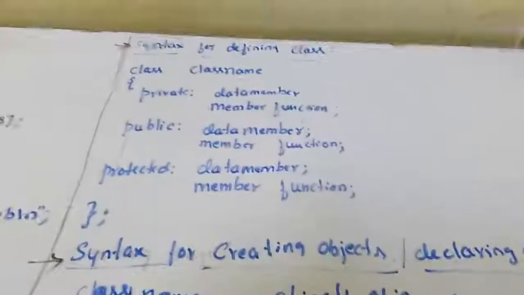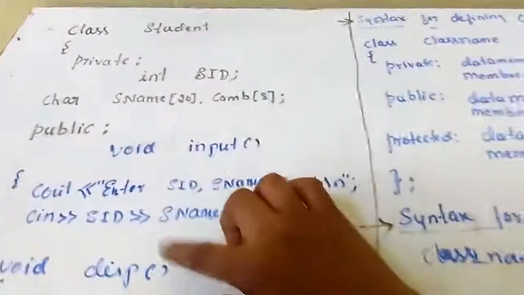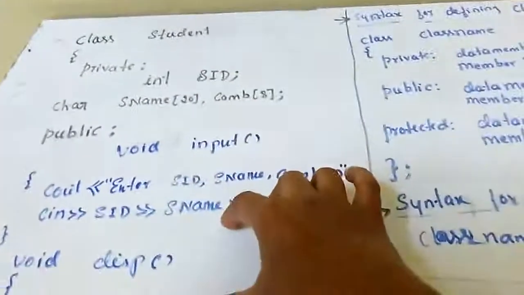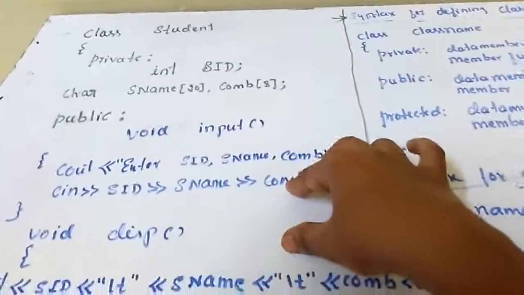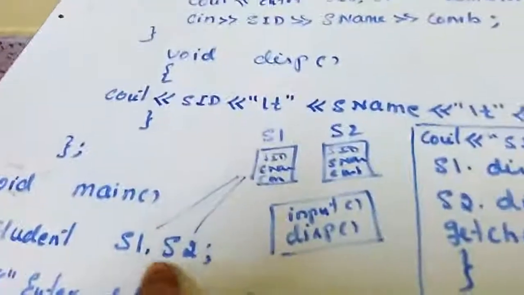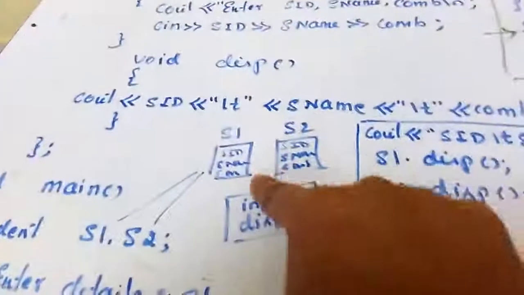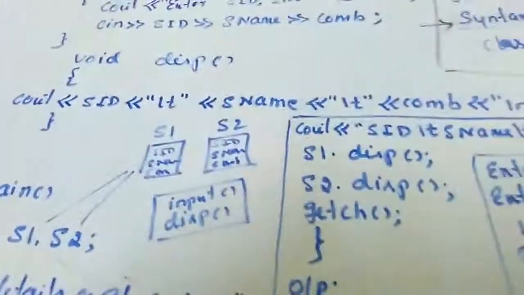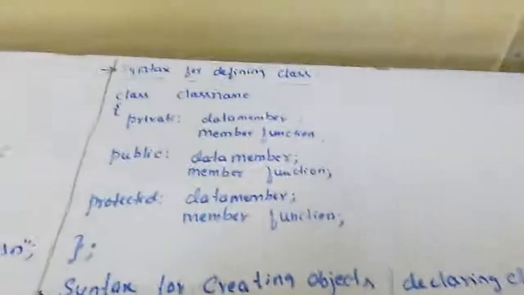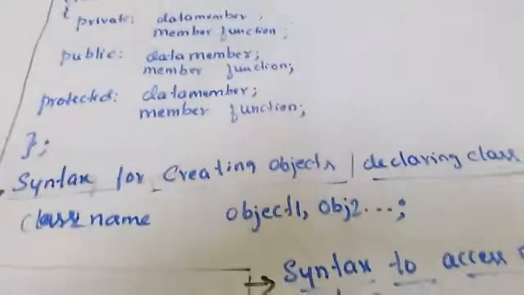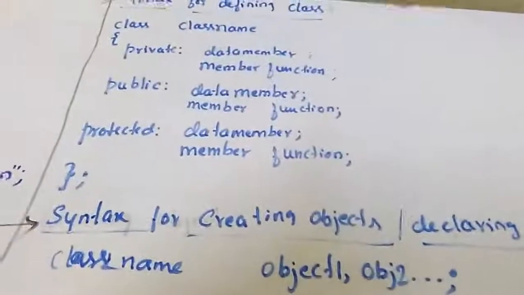And third point, what you need to write? Whenever we define a class, no memory allocation takes place for the members of a class. Members means data members and member functions. Is there any memory allocation? No. When does memory get allocated? When we declare a class, when we create objects, student S1, S2, whenever you create objects, then memory is allocated for these data members and member functions. So what is the third point? Whenever you define a class, no memory allocation takes place for the members of a class. When you declare a class, there is memory allocation for members of a class.